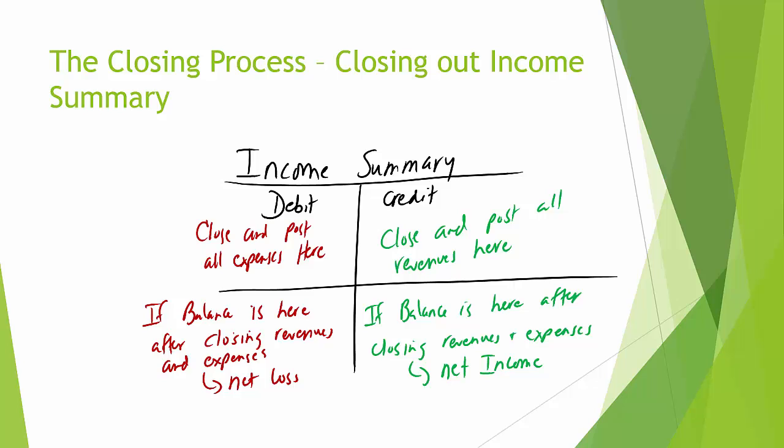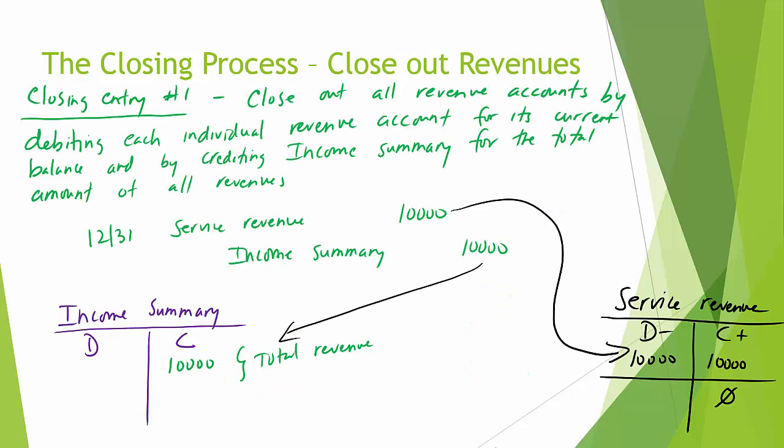So let's do an illustration and see how this works. So I did a very basic thing here. Basically, I set up a service revenue account with a credit balance of $10,000. And the way that we would always close out any revenue account would be to debit each individual revenue account for its current balance and credit income summary for the total amount of all revenues.